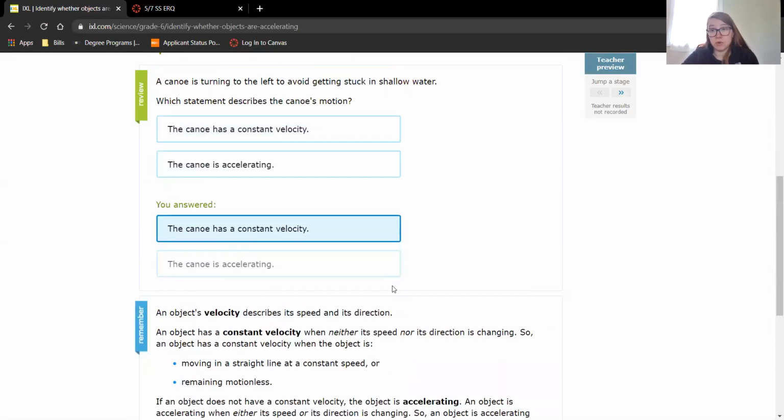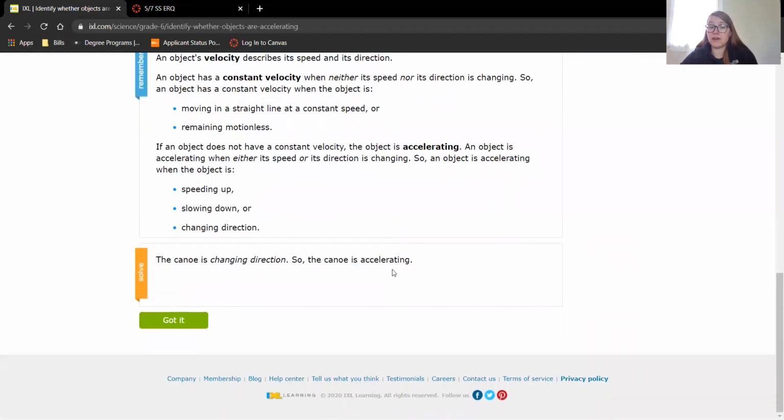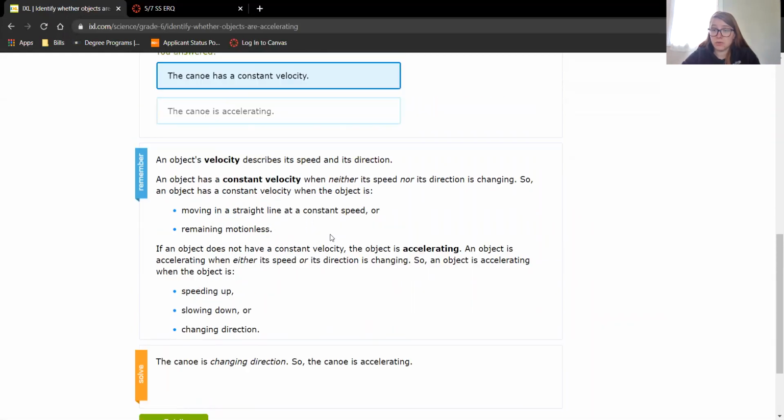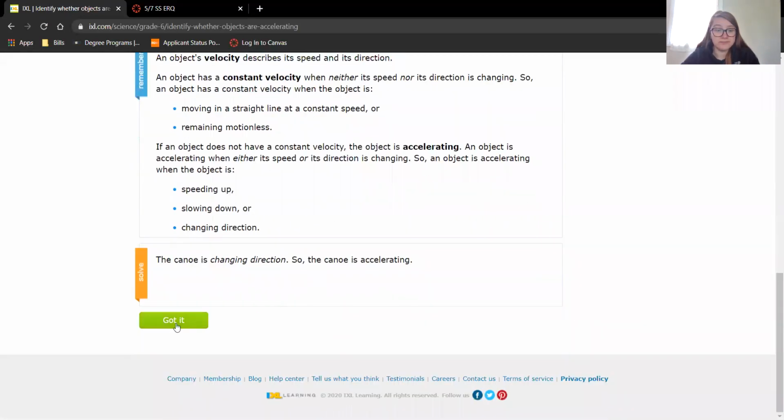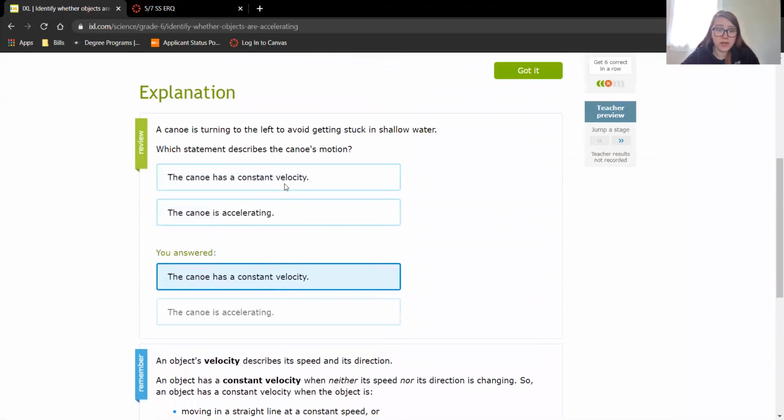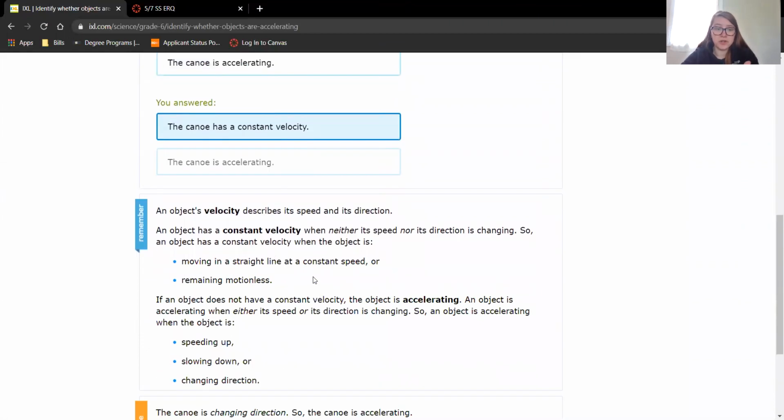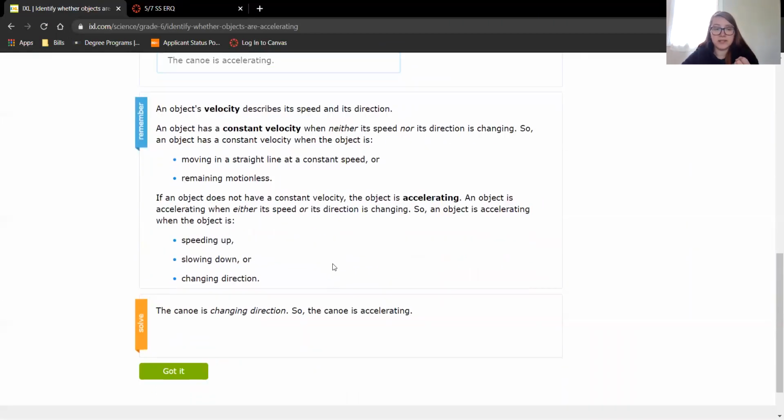I was kind of taking this more as like accelerating means move forward, constant means stays the same. I did not know that direction changed acceleration, which is why I guessed wrong on that one. But now we know. Constant velocity goes in a straight line, or doesn't move. If something accelerates, it's either going faster or slower or changing direction.